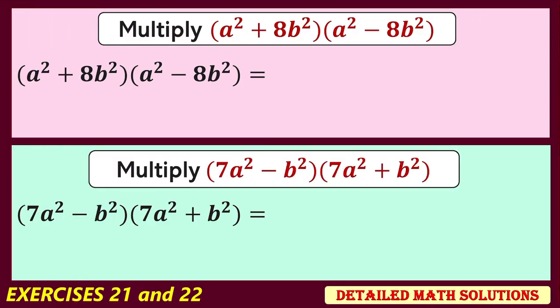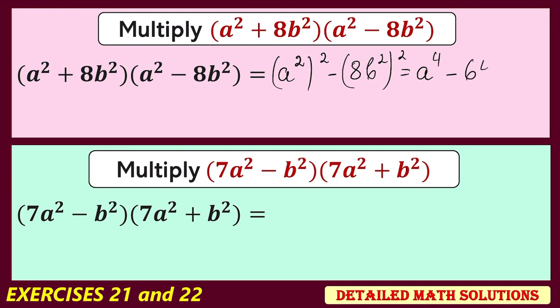Next exercise. Multiply a squared plus 8b squared in parentheses and a squared minus 8b squared in parentheses. Again, when I apply the formula, this equals a squared in parentheses squared minus 8b squared in parentheses squared, which equals a to the power of 4 minus 64b to the power of 4.